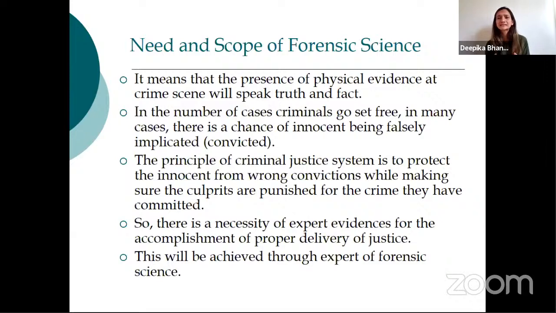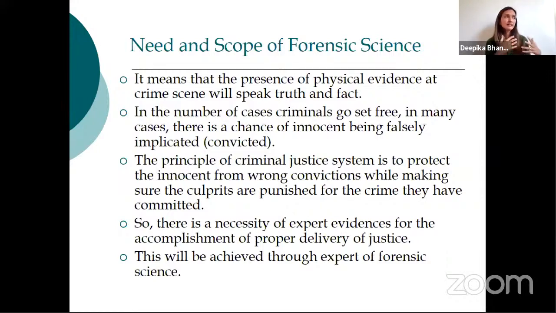You know, human beings have a tendency to lie also, right? Either by threat or if they're lured with anything, they might lie. But in the case of evidence, if you find a fingerprint at the scene of crime, one cannot deny that he has not done the crime or that he was not present at that place.